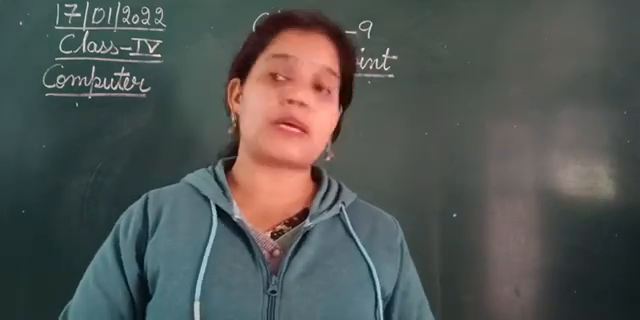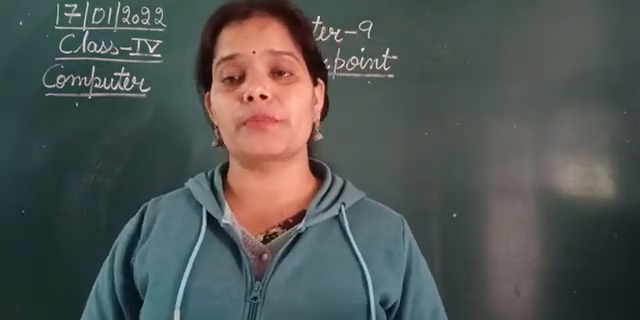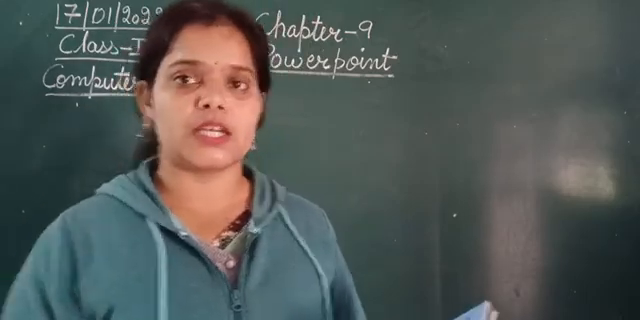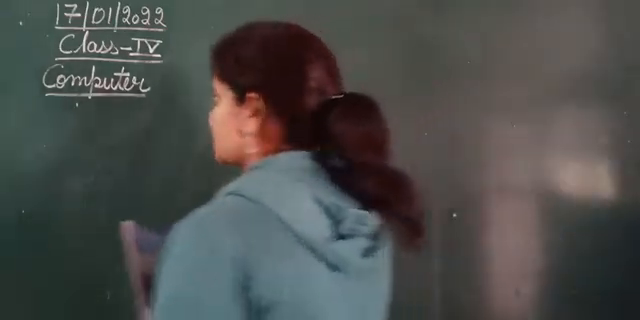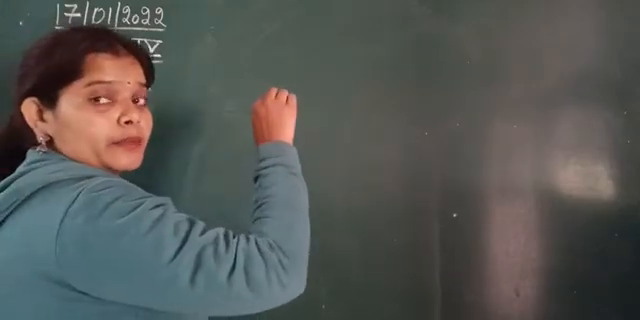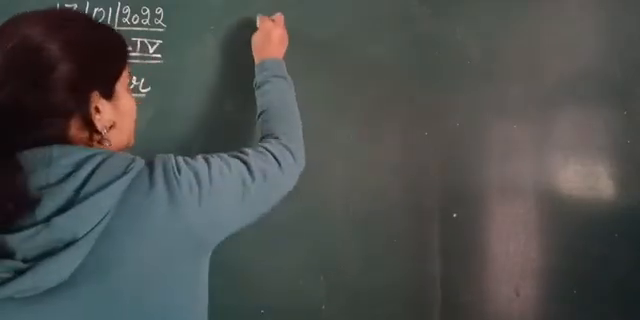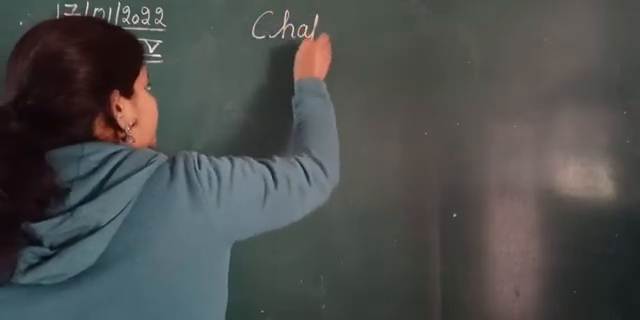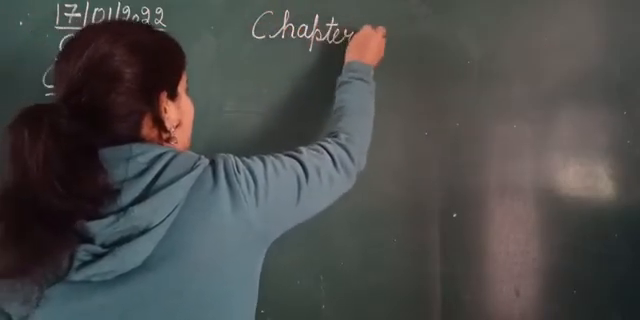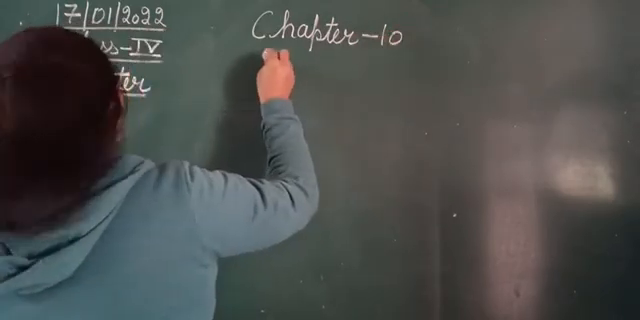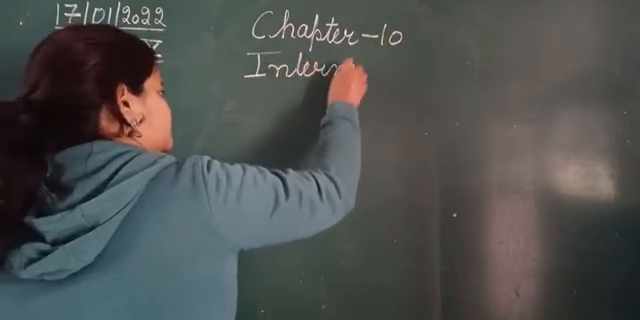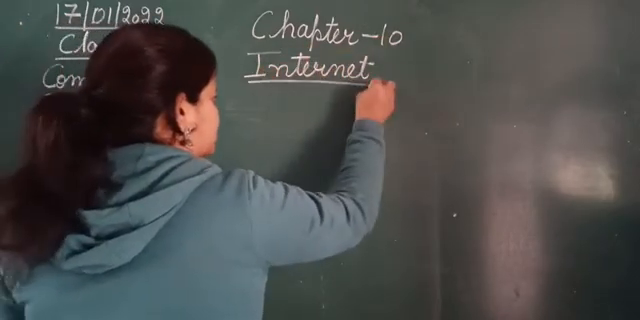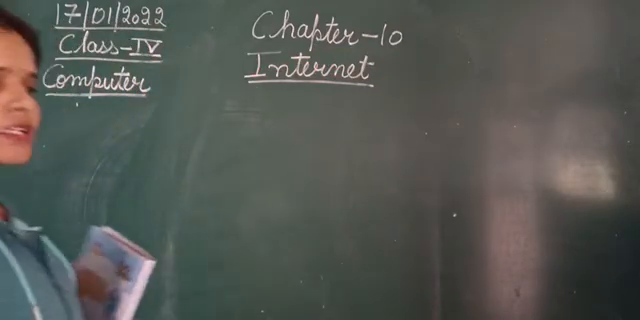Okay, so now after chapter number 9, we are going to begin with the last chapter of our computer book, that is chapter number 10, internet. So let's begin with chapter number 10. Write down today's date, that is 17 January 2022. This is chapter number 10, and the topic is internet.